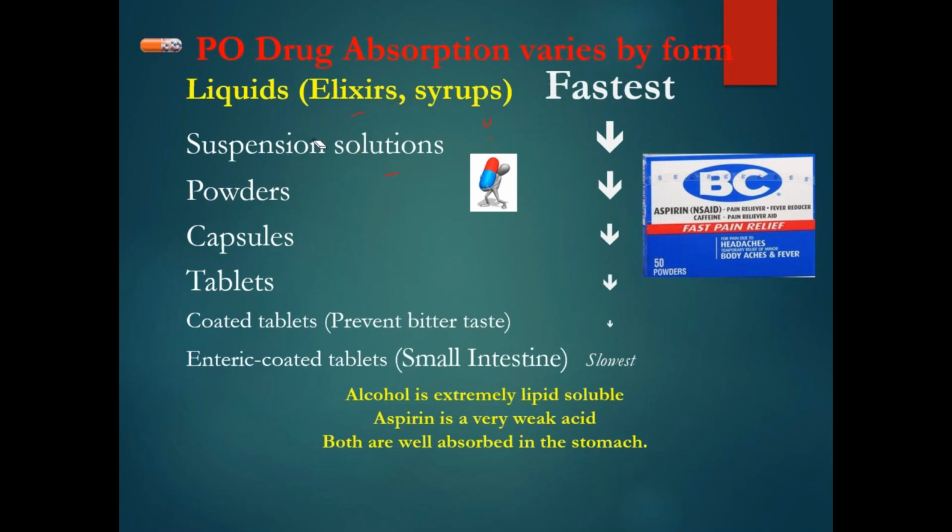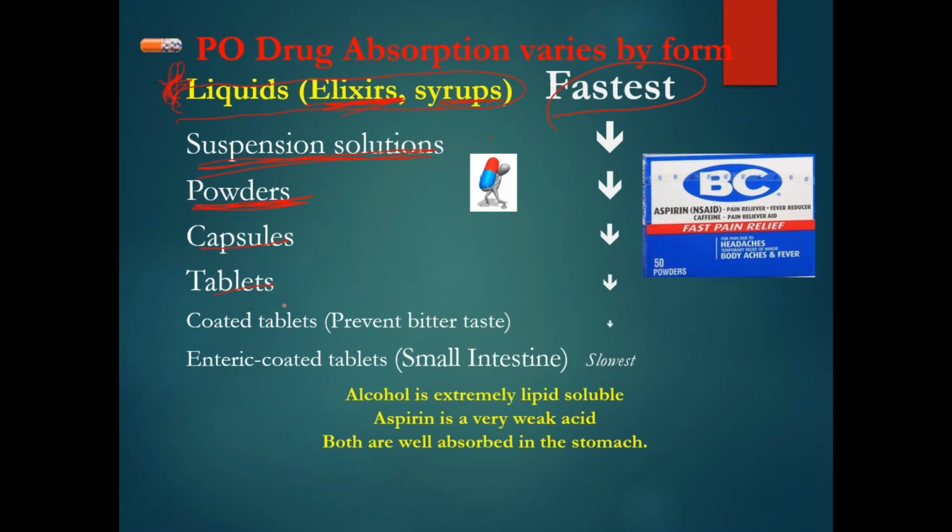PO, we are talking about PO. The fastest absorption, you can tell here, right? What they say here, fastest, right? Is the liquids. Liquids are faster than suspensions. Pepto-Bismol is a suspension, for example. Milanta is a suspension, for example. Powders are faster than capsules and tablets. So look at this. The fastest absorption are liquids. That's what I want you to remember: elixirs and syrups. Okay.